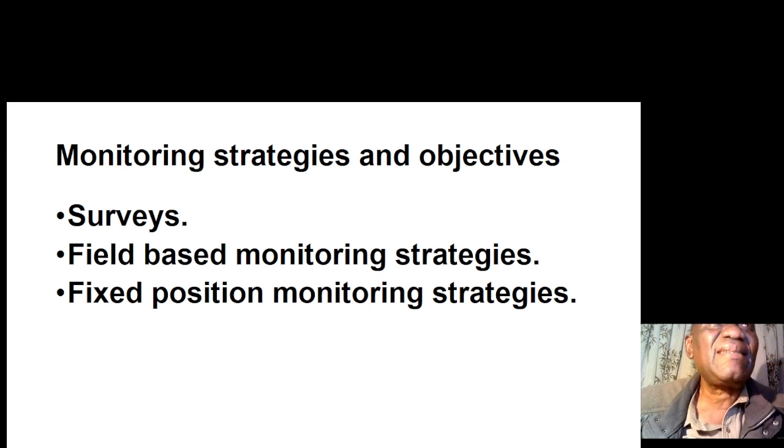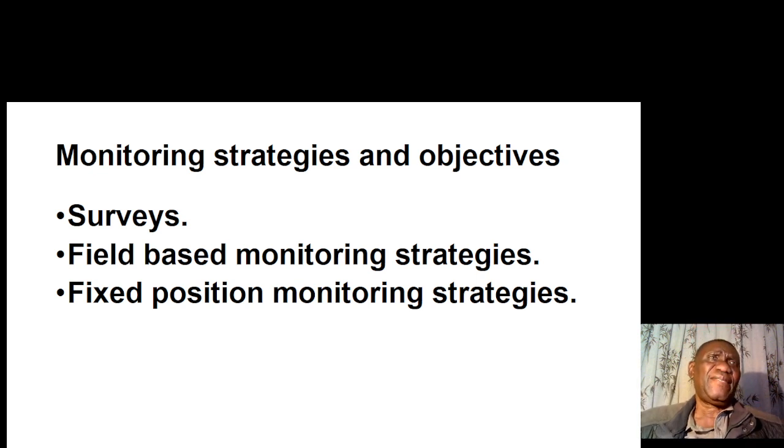So let's have the monitoring strategies and objectives. Sometimes we may conduct surveys in order to obtain information about insect pests which are problematic in a given area. Or we could have field-based monitoring strategies where we just target certain fields, or we could have fixed position monitoring strategies.